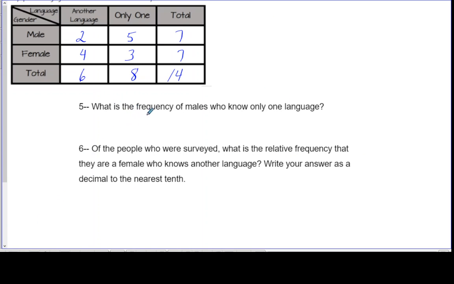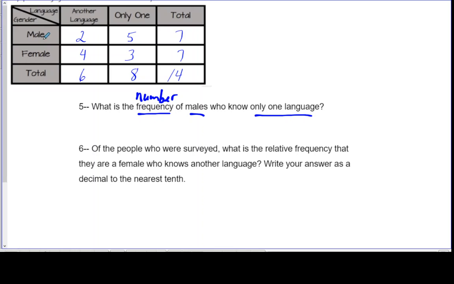So in 5 it says, what is the frequency of males who know only one language? We see the word frequency. That's the same as number. So I'm thinking, I don't need a fraction, I just need one number. What is the number of males who know only one language?